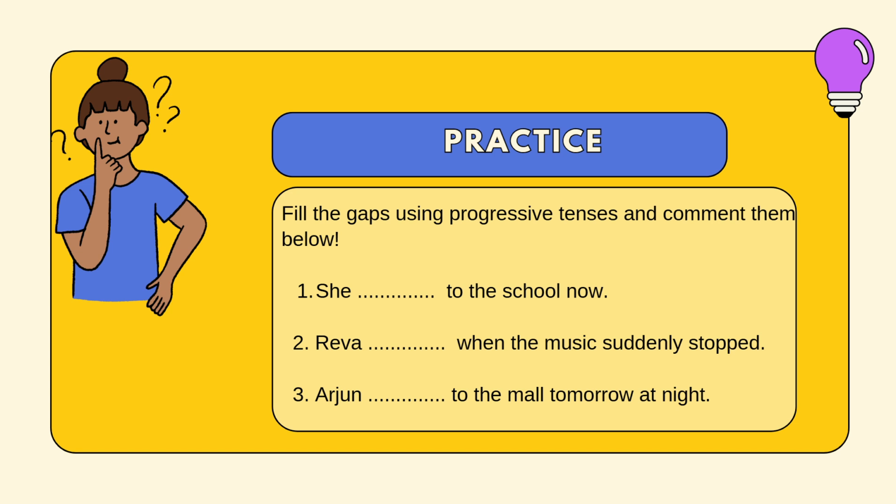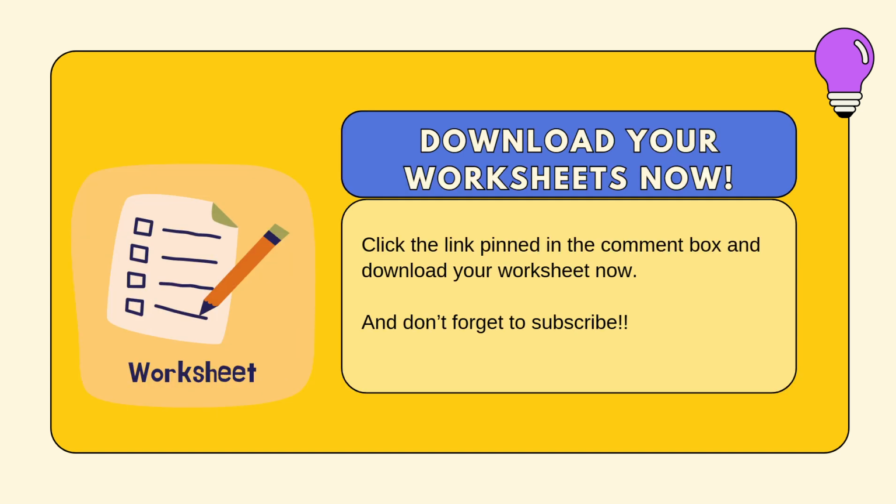So here is a practice test for you. You have to fill the gaps using progressive tenses and please comment them below with your answers. She is dashing to the school now. Reva was dancing when this music suddenly stopped. Arjun will be dashing to the mall tomorrow at night.